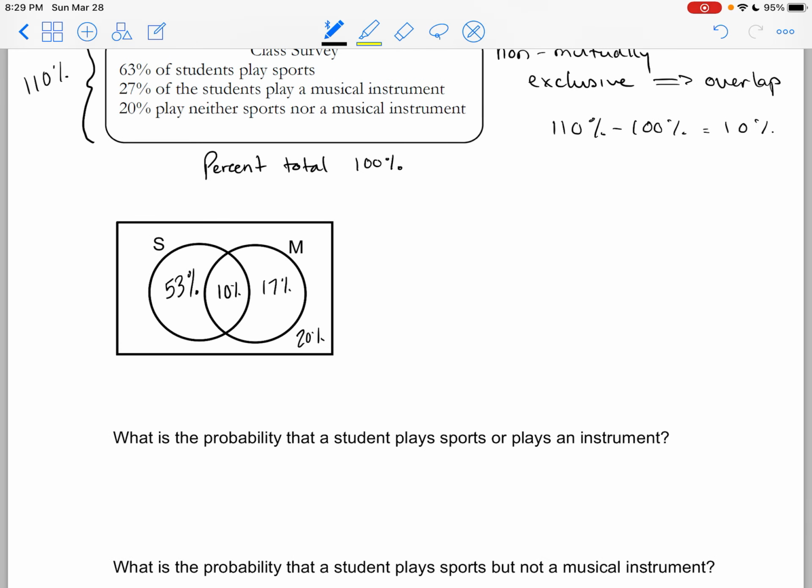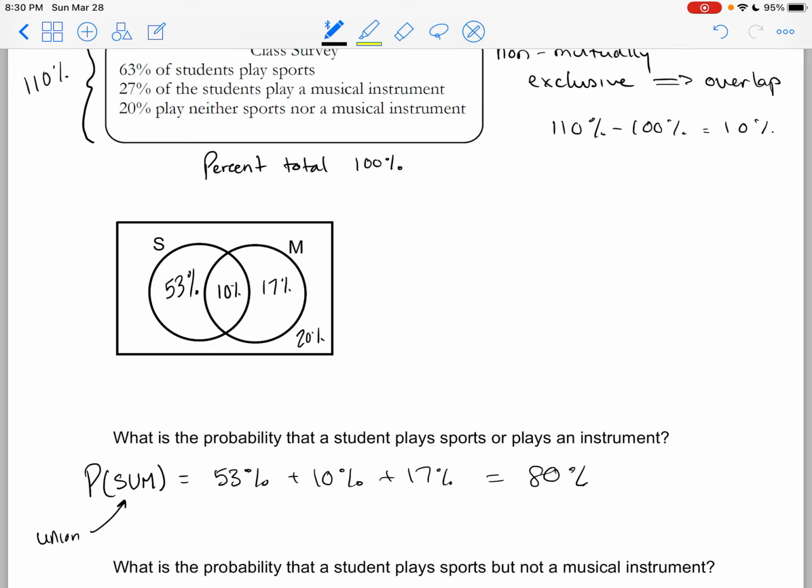Just moving on. So what is the probability that a student plays sports or plays an instrument? So sports union with musical instrument, right? That's U for union. This is not the word sum. So let me just add that note. Just a reminder. Union. And that's going to be the 53% probability that they play a sport plus the 10% chance that they play either plus the 17% chance that they play a musical instrument for a total of 80%.